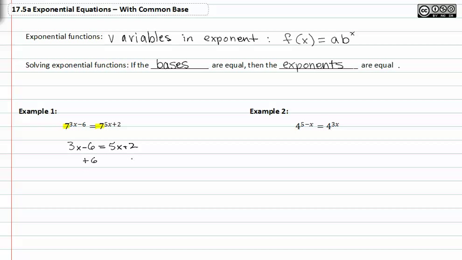Adding 6 to both sides and subtracting 5x from both sides, we get negative 2x is equal to 8. If we divide by a negative 2 on both sides, we get x is equal to negative 4.